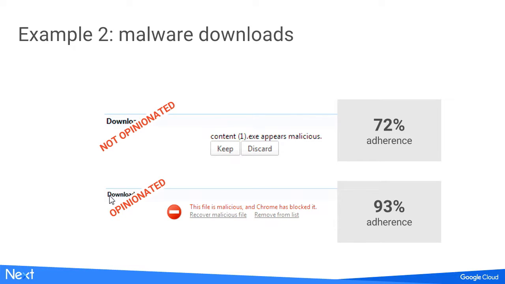The bottom one is better. We're saying the file is malicious. We have a strong opinion that it's malicious. We're not saying it appears malicious. We're saying, hey, this thing is malicious. Don't download it. But we still offer a couple of options. 93% adherence rate here, so people did the right thing. People did the thing that we wanted them to do, and much more frequently than they did with the first case.